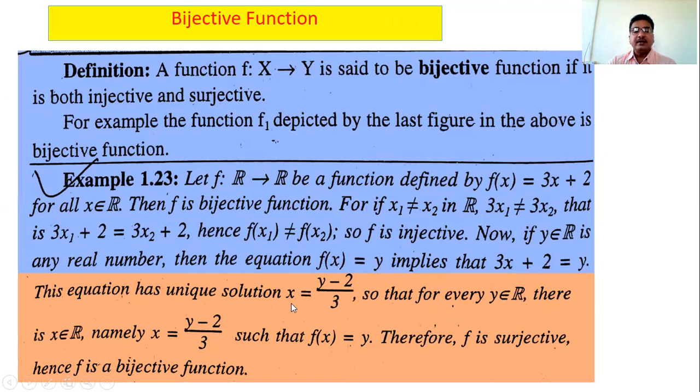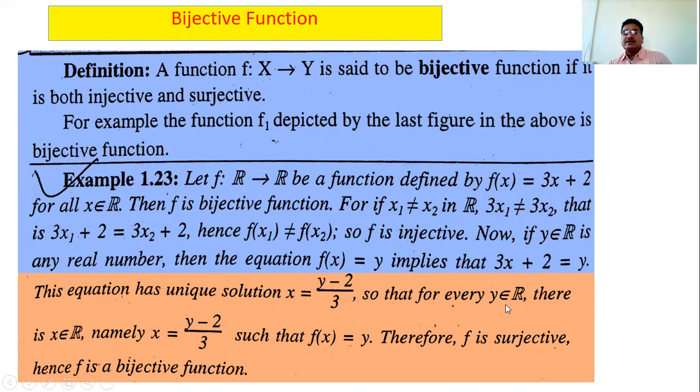And if we find f of (y - 2)/3, by using this definition, substitute x as (y - 2)/3. The 3 gets cancelled, and y - 2 plus 2 becomes y. We have the answer y. That is, f(x) is equal to y. That is, this (y - 2)/3 is the pre-image of y.